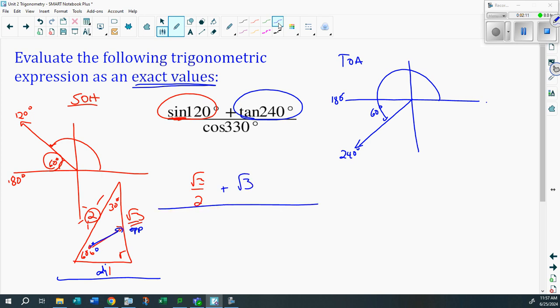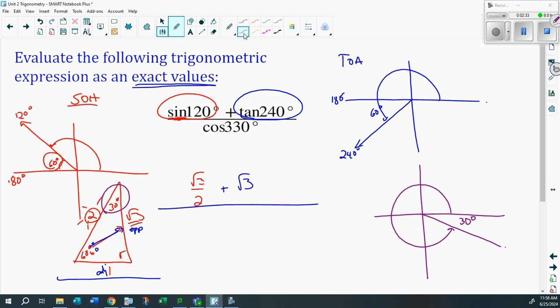Great. Let's find the cosine of 330. Okay, so way the heck over here. Cosine of 330's got to be all the way around almost to 360. As a matter of fact, it's 30 degrees out. So guess what? If that's 30 degrees out, I know that this is going to be my reference angle of 30 degrees. So I'm going to go to 30 degrees, and I'm going to remember that cosine is CAH, adjacent over hypotenuse. So there's my adjacent, there's my hypotenuse. Adjacent over hypotenuse is root 3 over 2.